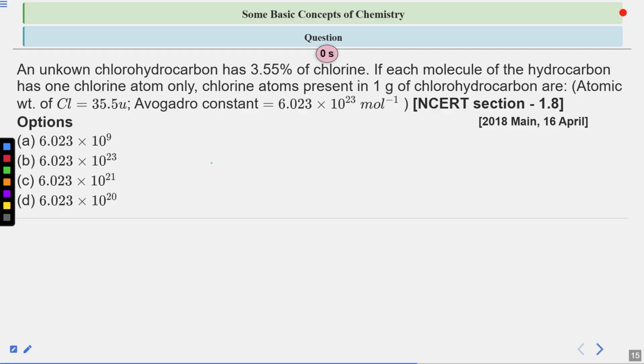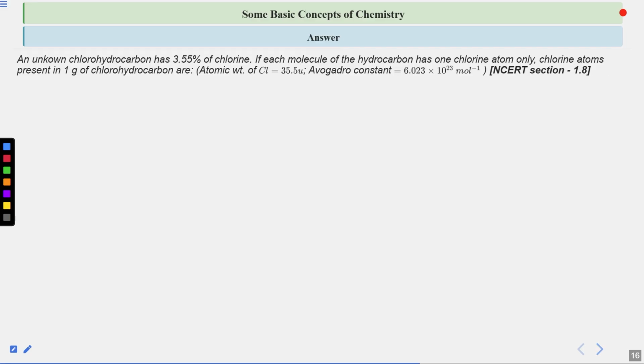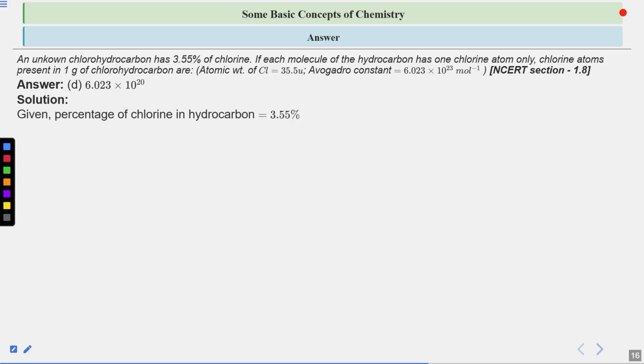Okay, now let us look at the correct answer. So those who have solved it, the correct answer is 0.23 into 10 to the power 20. Let us see the solution. It is written in the question that we are taking an unknown amount of chlorohydrocarbon in which the percentage of chlorine is 3.55%. Then what we can say? So we know it from the percentage very well that 100 gram of this chlorohydrocarbon will contain 3.55 gram of chlorine. So this is the very meaning of the percentage.